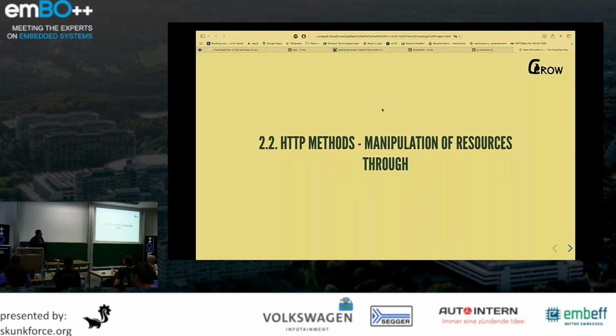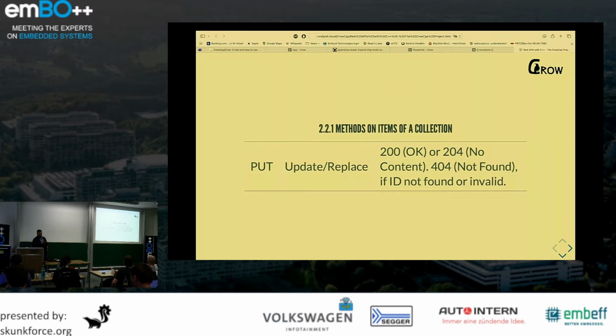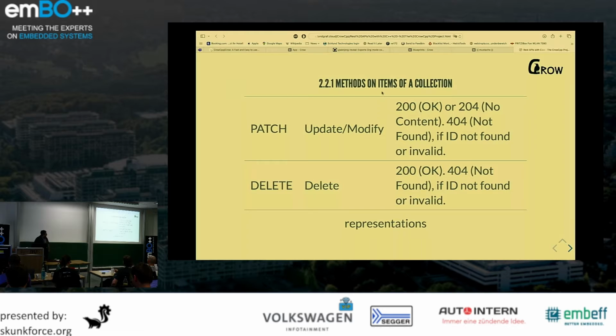What they had in mind is that you should be able to manipulate resources through the different methods of HTTP. This is something which is not so well known anymore. If you have a collection of items, here they have customers as an example, you can use the post method to create new items. You can use the get method to get the data of an item, and there is also put for updating, or patch. I have never seen that it is really used, and there is delete for deleting an item in a collection.